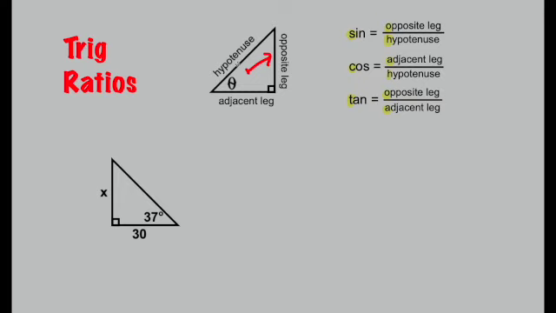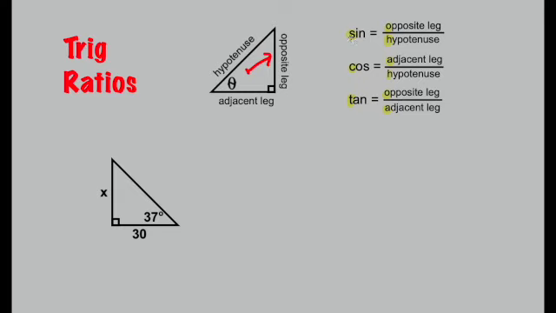And so there are some ratios. One of them is called sine, one of them is called cosine, and one of them is called tangent. And these are the abbreviations. These abbreviations are what you're going to see on your calculator. There'll be a sine button, a cosine button, and a tan button. And they're defined as: if you take the opposite leg and divide by the hypotenuse, that's what sine is. The cosine ratio is the adjacent leg divided by the hypotenuse. And finally, tangent is the opposite leg divided by the adjacent leg.